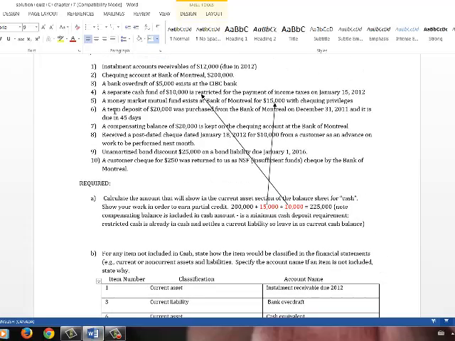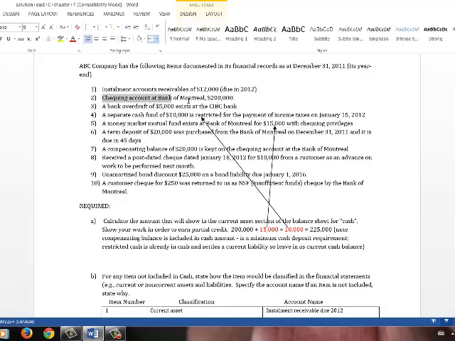But notice now item number 2, it says you have a checking account at the Bank of Montreal that has $200,000 in it. Well, that's always part of your cash balance, whatever is in your bank accounts, because that's part of your corporate cash balance that you're including on your financial statements. That's cash in a company account that's available to them.